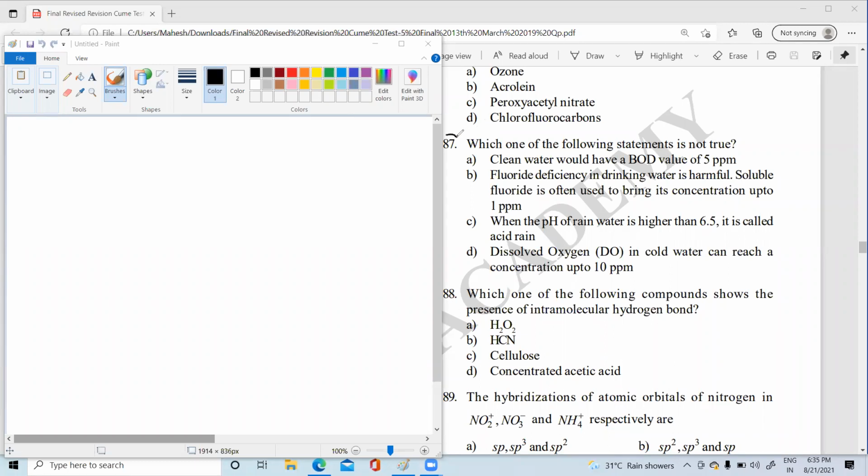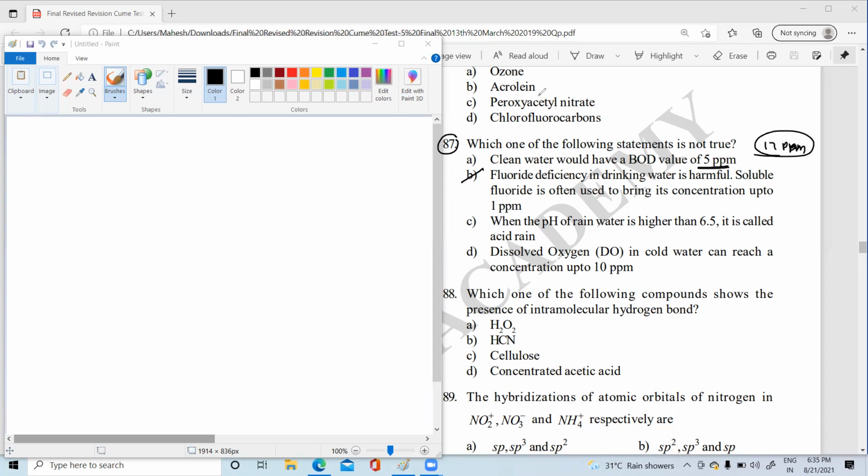Next students, question number 87. Which one of the following statements is not true? Clean water has a BOD value of 5 ppm. Yes, correct, students. Only if it is more than 17 ppm is it more polluted. So this is a correct statement. Fluoride deficiency in drinking water is harmful. Correct. Soluble fluoride is often used to bring its concentration up to 1 ppm. So this also is correct.